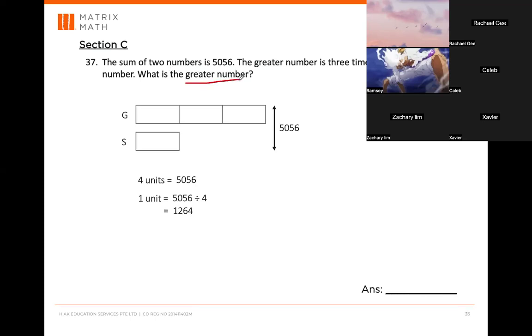Okay, so what is the greater number? So you want to find the greater number. Let's look here. The greater number in this case is actually 3 units. So 3 units will be 1,264 times 3. You will get 3,792. So that will be your greatest number. Okay.